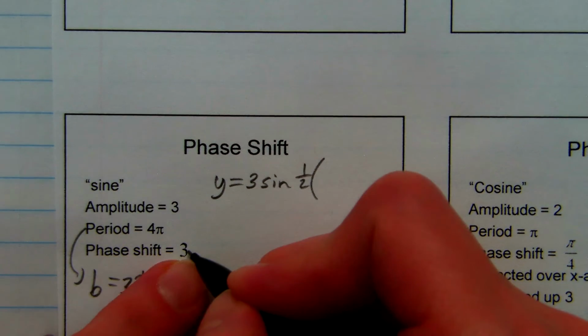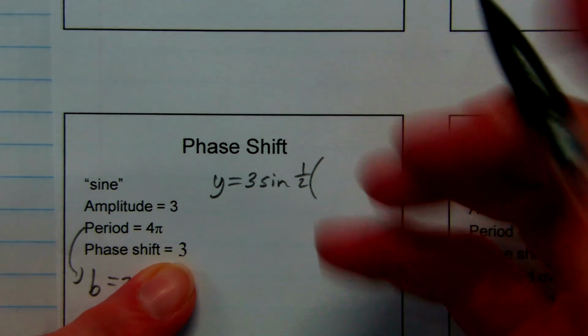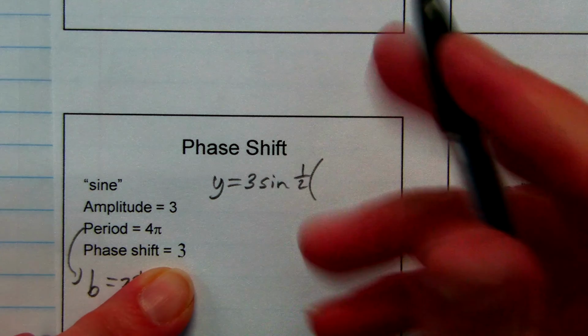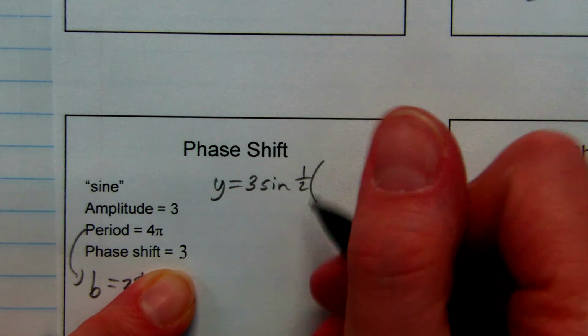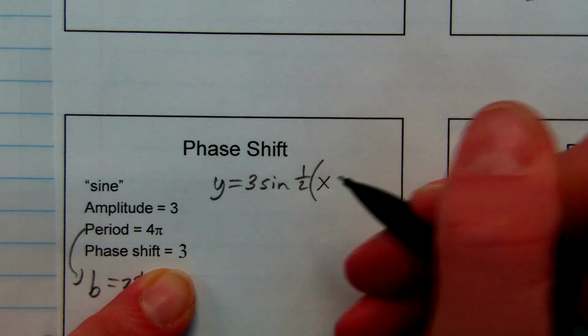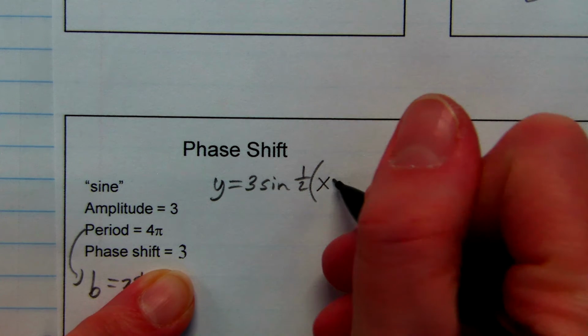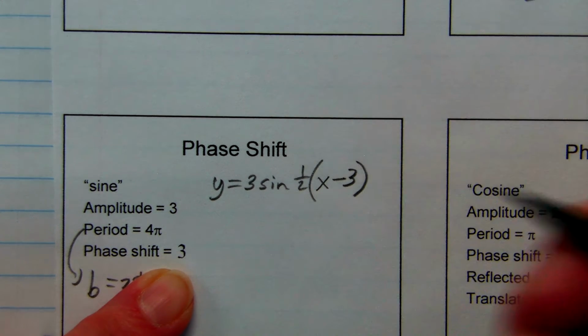My phase shift is 3. It doesn't have any pi's on it. This would happen with a lot of real-world situations where we're not measuring things as an angle, but we're measuring things in terms of time. Maybe it's 2 minutes or 3 days. We don't know. And so you'd put in x minus 3 here.